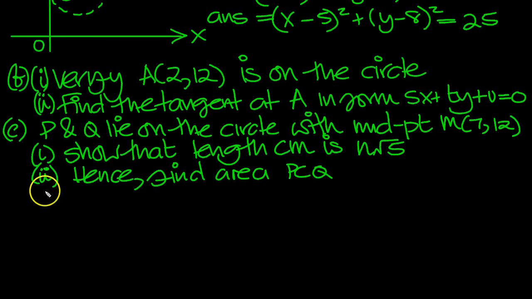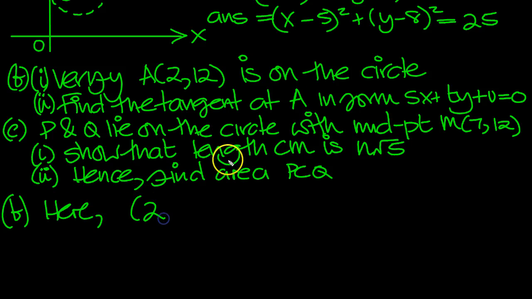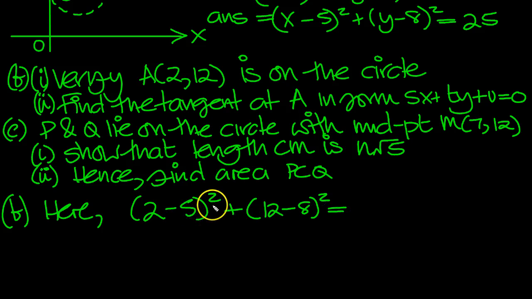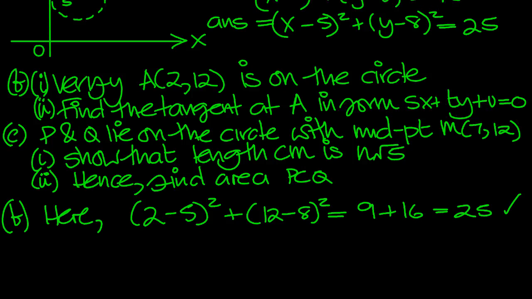Verify that A (2, 12) is on the circle. So part B now. Let's put it in. (2 minus 5) squared plus (12 minus 8) squared is equal to minus 3 squared is 9, 4 squared is 16, 9 plus 16 is 25, so yes, it is on the circle.